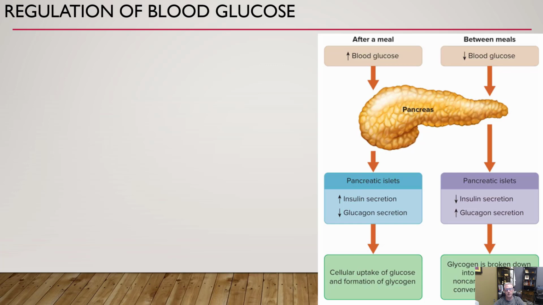So here, after a meal, blood glucose increases in the pancreatic islets. Insulin secretion increases, and glucagon secretion decreases. You have cellular uptake of glucose and the formation of glycogen. And then in between meals, blood glucose decreases in the pancreatic islets, insulin secretion decreases, and glucagon secretion increases. Glycogen is now broken down into glucose, and non-carbohydrates are converted into glucose.